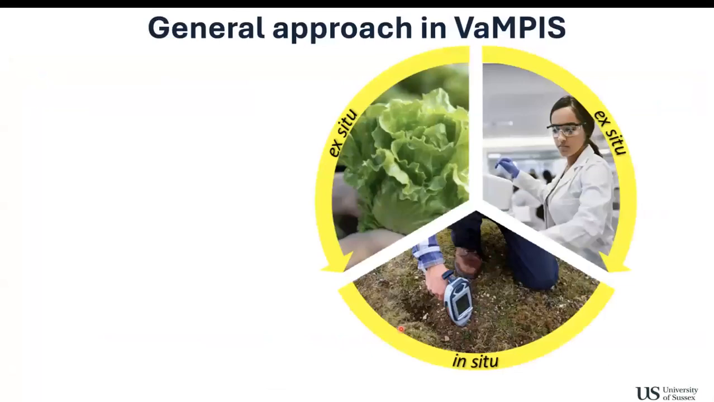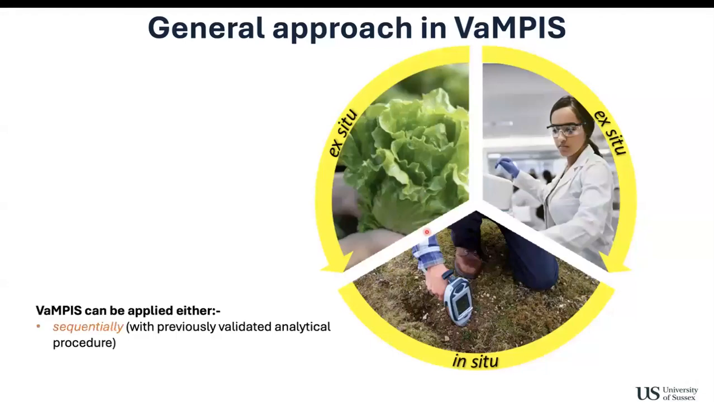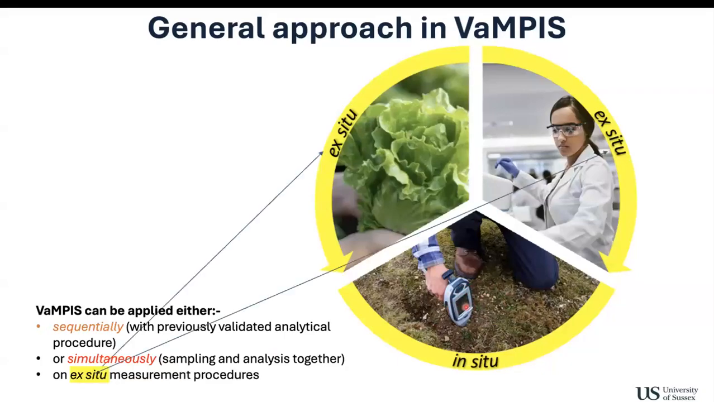So the general approach taken in VAMPIS, you can see from this nice diagram here, is that VAMPIS can be either applied sequentially when the analytical method has been previously validated in the laboratory and then the sampling is added to it, or you can apply it simultaneously when the sampling and analysis happen together, as in this in situ example down here. So it can be applied, as I'm saying here, ex situ, where you take a sample, extract it and take it back to the lab, or VAMPIS can be applied in situ to measurement procedures that happen at the place where the sampling target is, the material that you want to characterize.